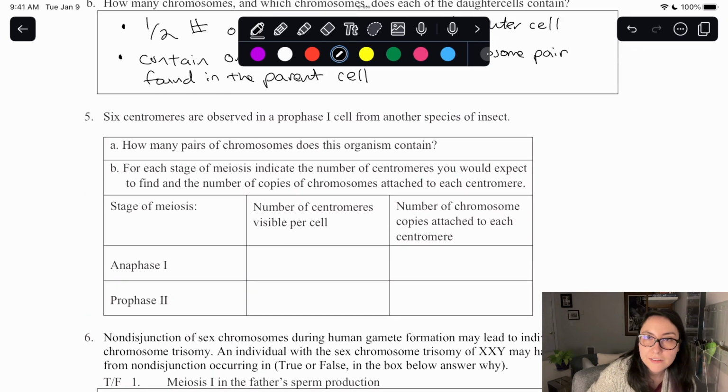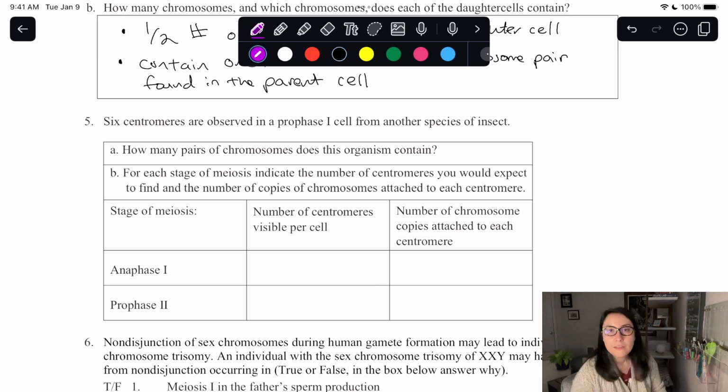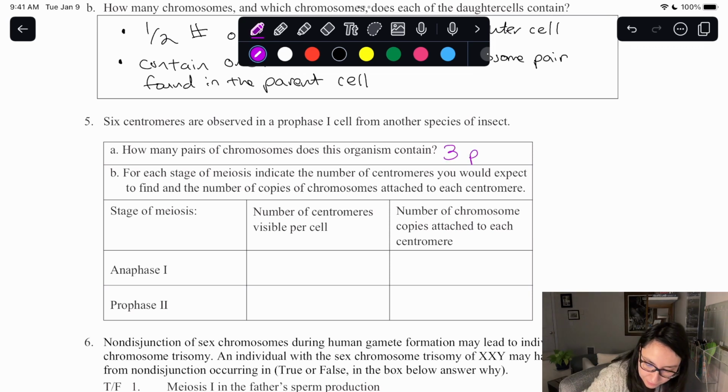And now we move on to 6 centromeres. All right, let's go to purple. Okay, like magenta purple. 6 centromeres are observed in a prophase 1 cell from another species of insect. How many pairs of chromosomes does this organism contain? It's going to be 3, because until it goes through the haploid process, it's similar to mitosis. So it's 6 centromeres divided by 2, which is 3 pairs.